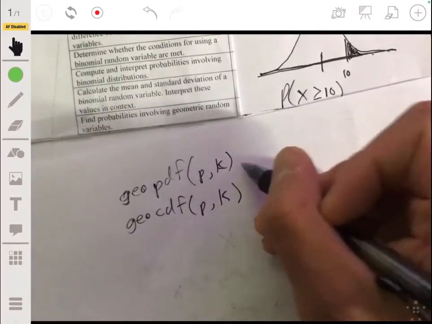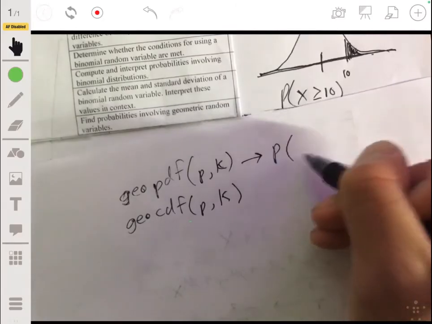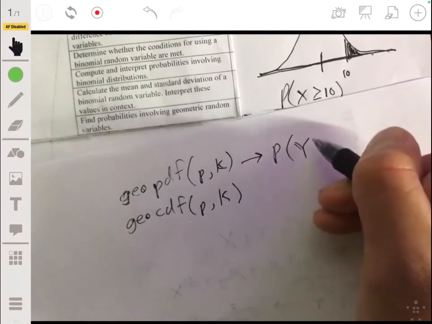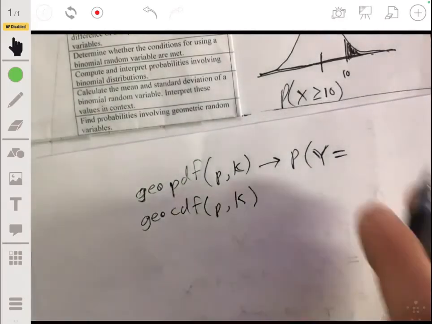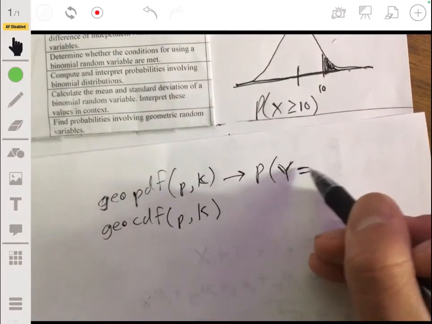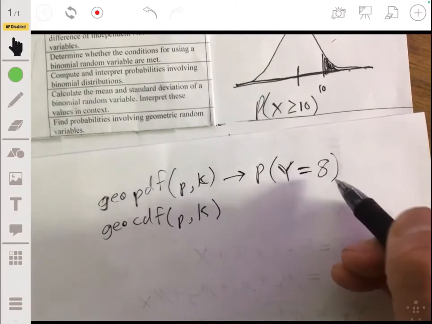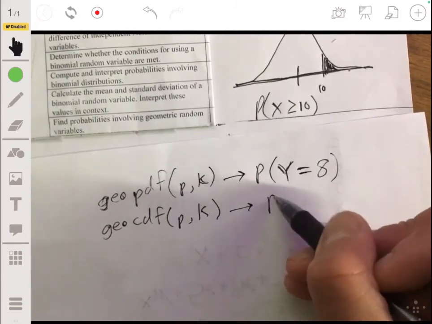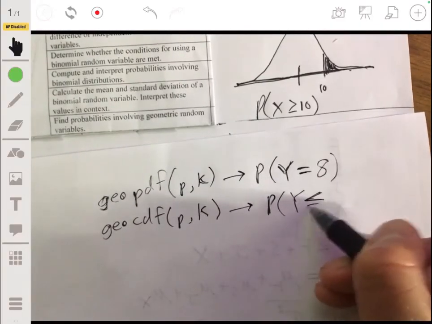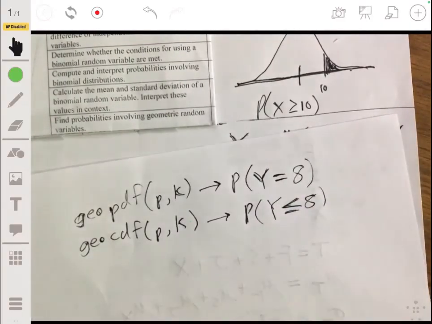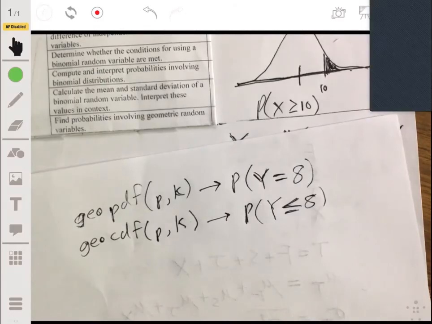And if we want to find the probability, let's say, that he would make his first free throw on his 8th shot, you see the probability of Y equaling 8. Or let's say we want the probability that it would take him less than 8 shots to make his first free throw, the probability that Y is less than or equal to 8. And that's pretty much all you have to work.